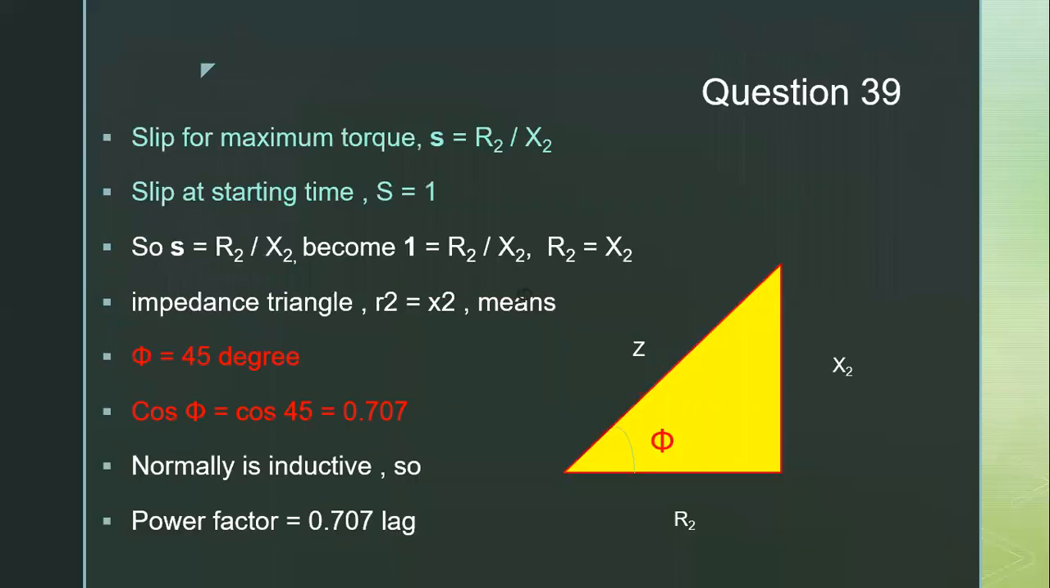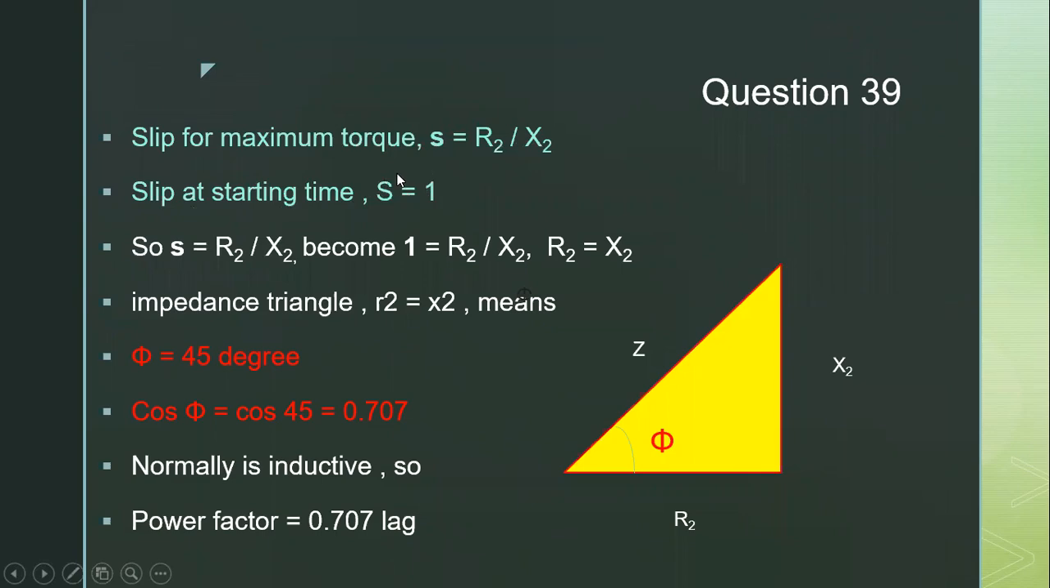So slip is maximum. You have already studied that for maximum torque, the slip S will be R2 divided by X2. When R2 divided by X2 is equal to the slip, at that time you will get the maximum torque. So what is the slip at starting time? S is equal to 1. You know at starting time N will be equal to 0, so slip will become equal to 1.